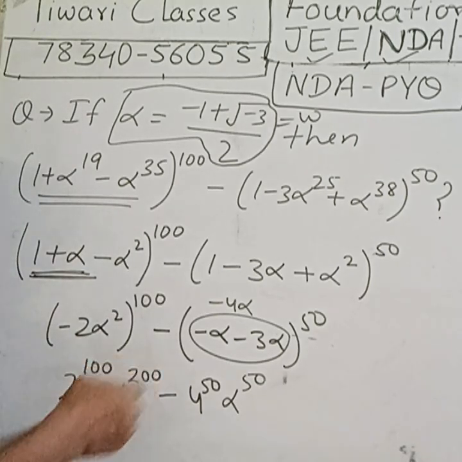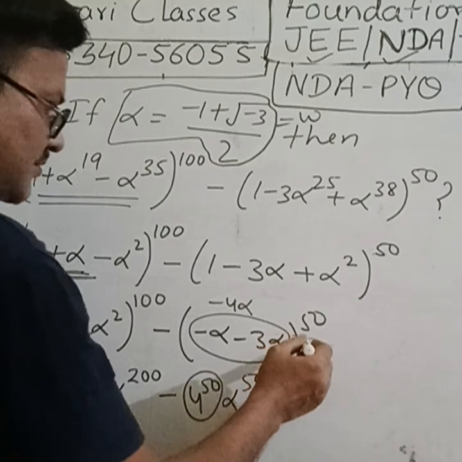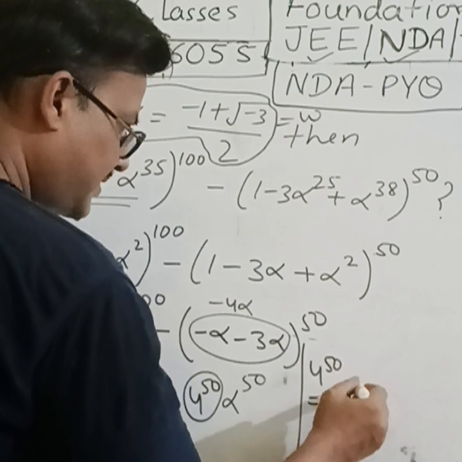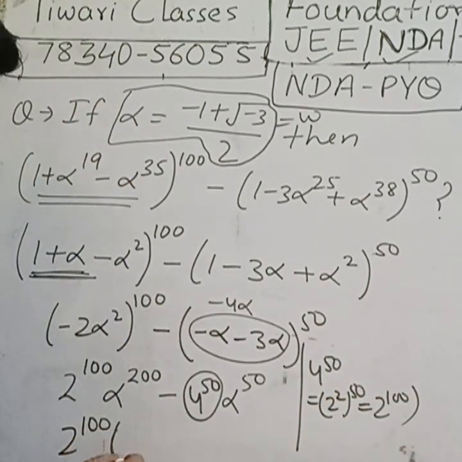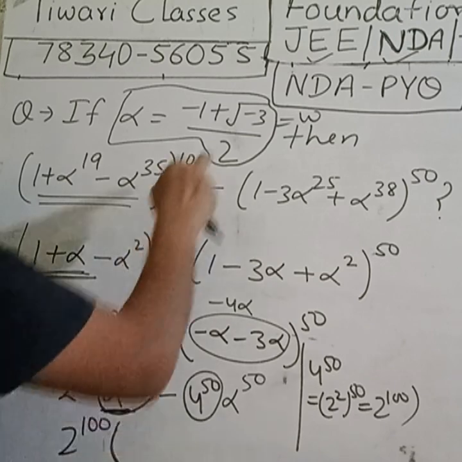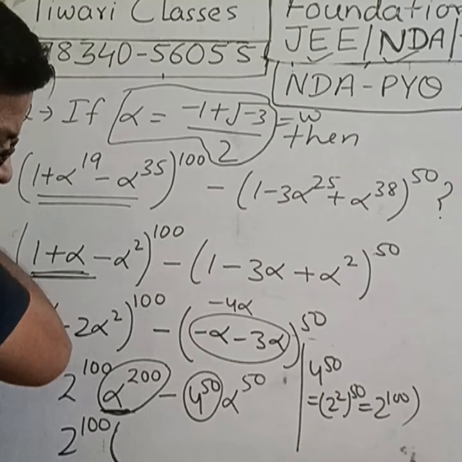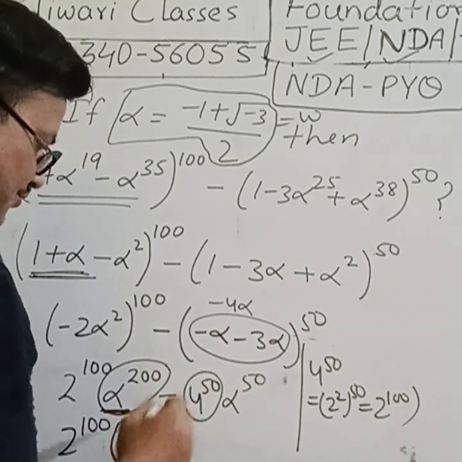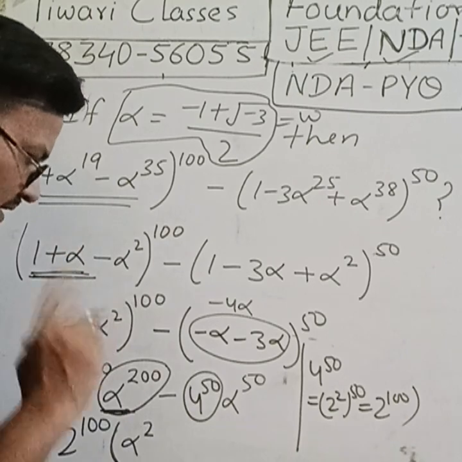You can take common 2 raised to the power 100, because this one is also equal to 2 raised to the power 100. 4 raised to the power 50 can be written as 2 squared raised to the power 50, which comes out 2 raised to the power 100. So we are left with 2 to the power 100 times alpha raised to the power 200. Keep in mind alpha is cube root of unity, alpha is omega. So divide this one by 3. When you divide 200 by 3, the remainder will be 2. So this one is equivalent to alpha square.